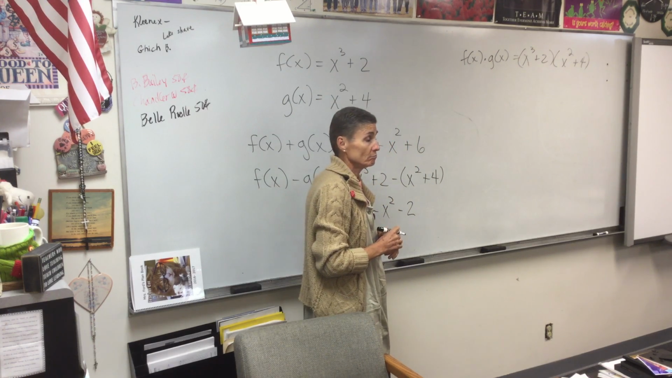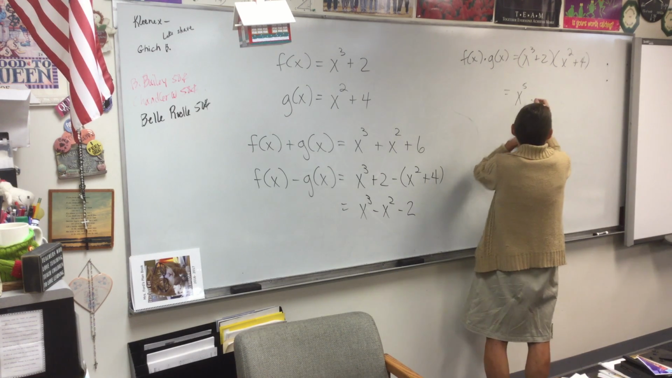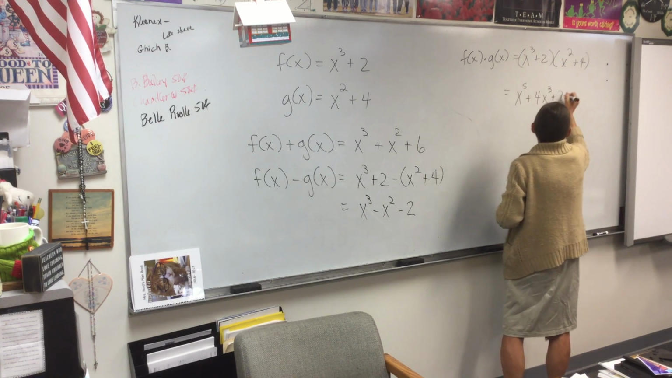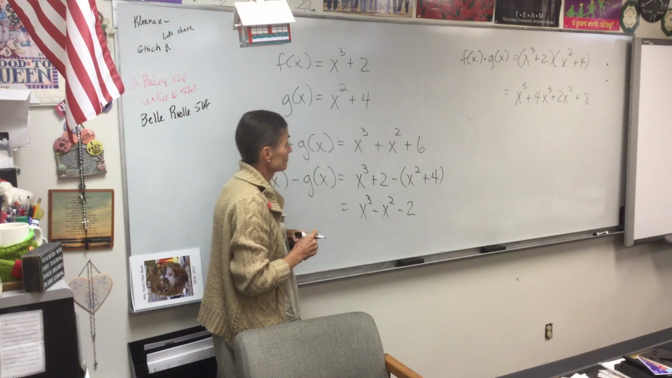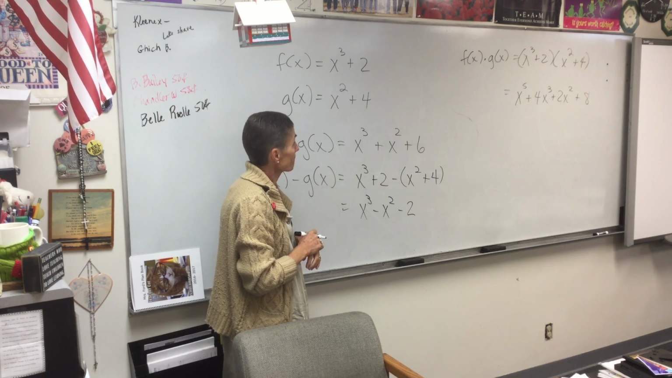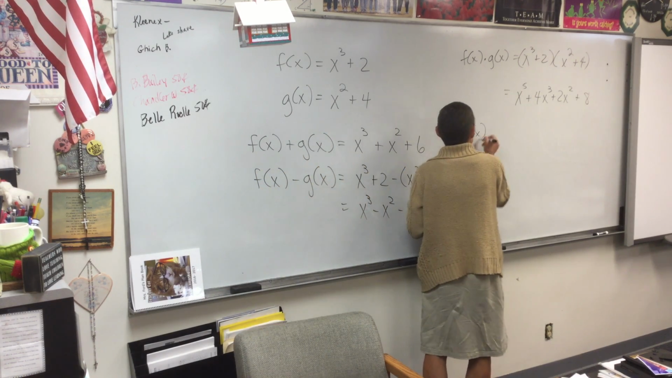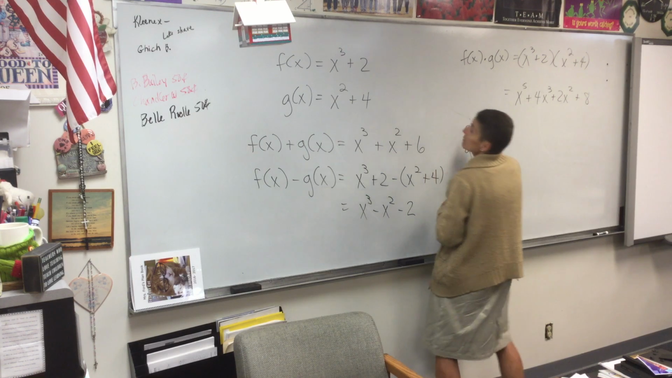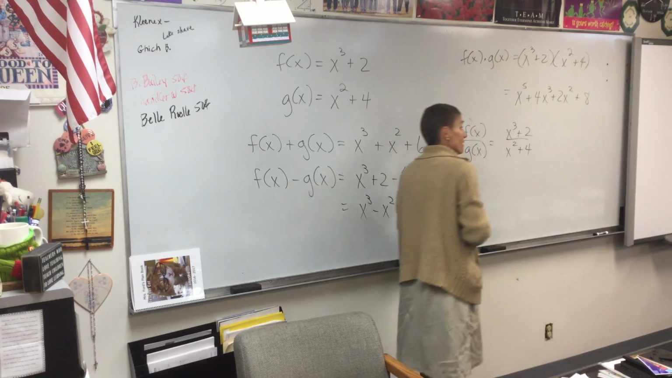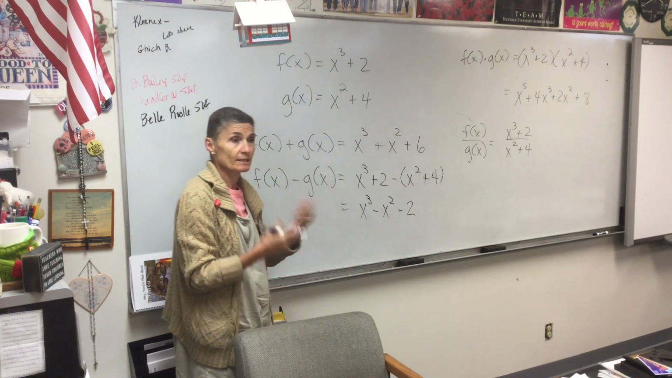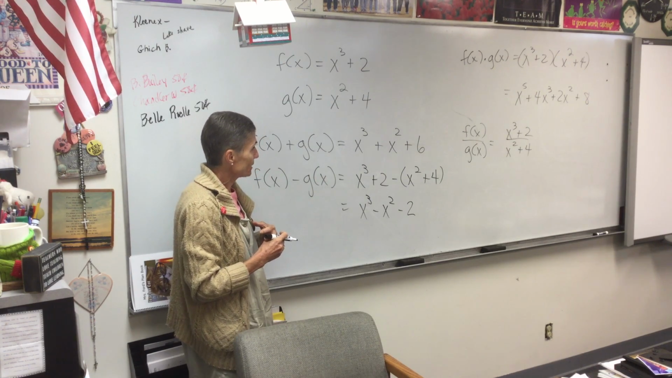We will FOIL. So our answer will be x to the 5th plus 4x cubed plus 2x squared plus 8. Nothing adds up, so that's it. And then division, same thing. That would be x cubed plus 2 over x squared plus 4. And then we would do any canceling or simplifying. This one doesn't, so we're done. But sometimes you can, and you would.